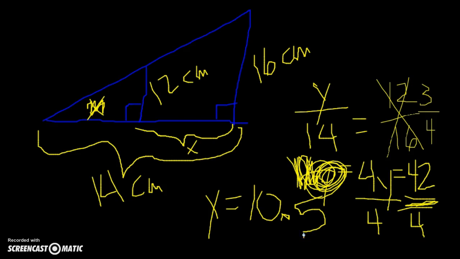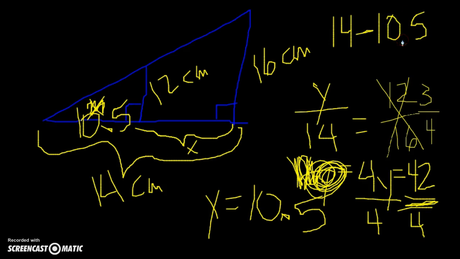Okay, well, that's this section. Well, how would I get then the x? Well, since this is 10.5, I just take that away from the 14. So if I do 14 minus 10.5, sorry again, I would get 3.5 being my x. And that's how you would find that. So you can find missing pieces that way.